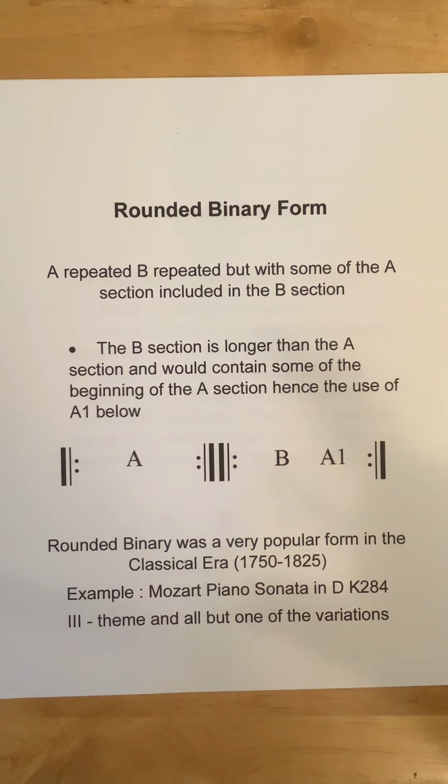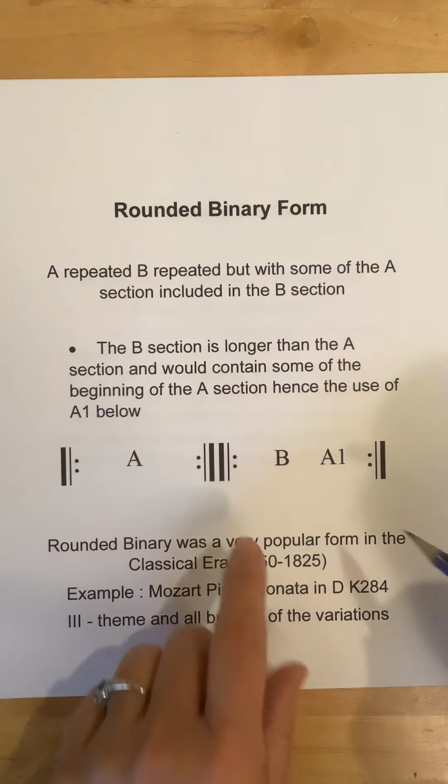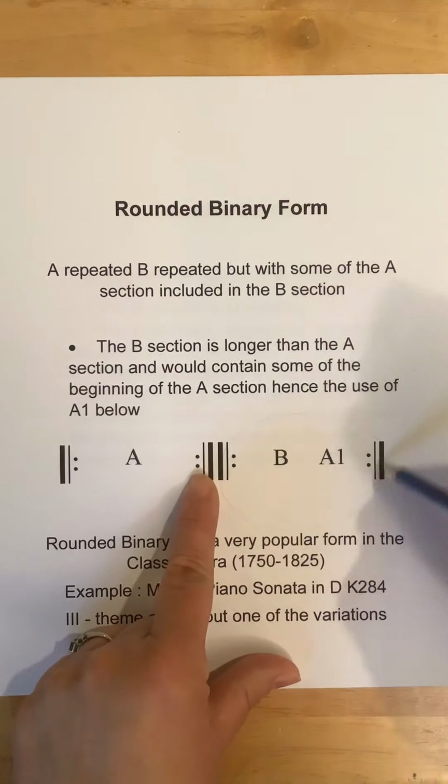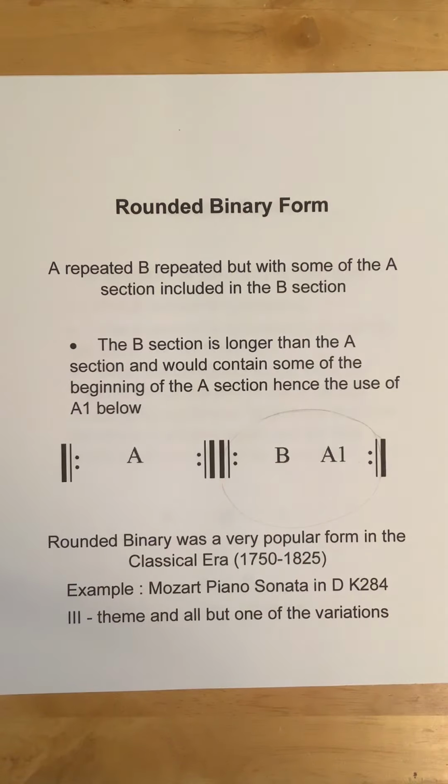Now, rounded binary was a very popular form in the Classical era. I gave you examples, so you can always look them up if you want to hear them: Mozart Piano Sonata in D, K284. The third movement's theme and all but one of the variations are in rounded binary form. So it's very important to remember that the A part is repeated within the B repetition. It's not an A standalone.